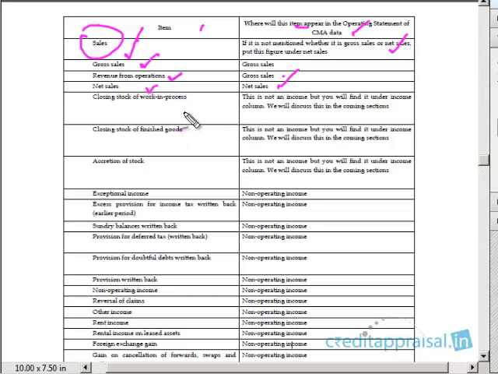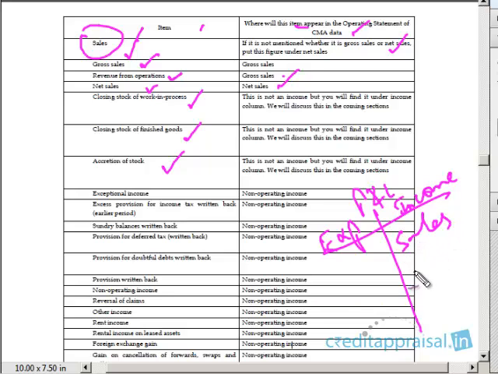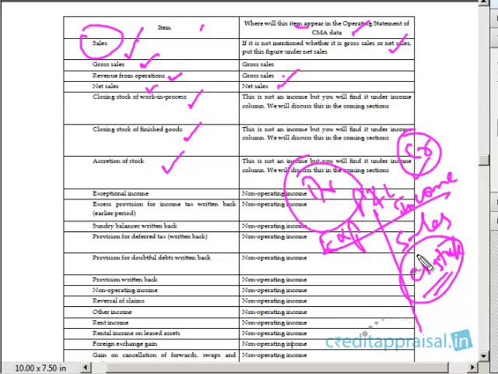Then sometimes you're going to see these items: closing stock of work in progress, closing stock of finished goods, accretion of stock. These are not actually income, but if you're given a P&L account of a company, it might look like this. In one column they list out all the expense items, and in another column the income items. So they might say sales, and something they may say closing stock of finished goods. You might be thinking this is an income. This is not actually income. This is just listed under the income side. Actually, this is credit and this is debit. That is the most correct definition.